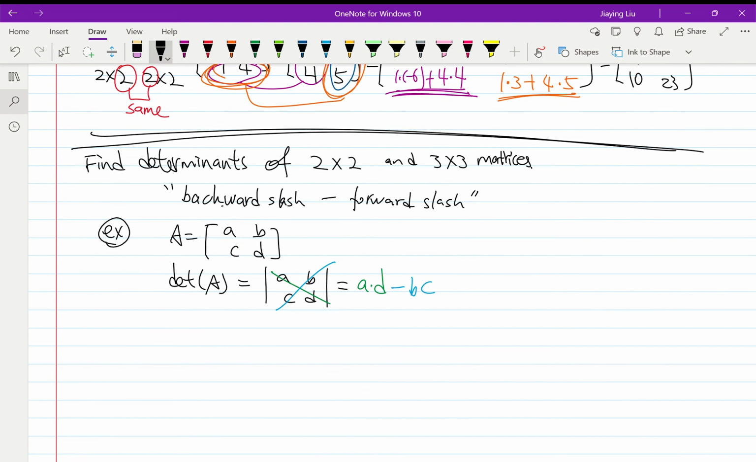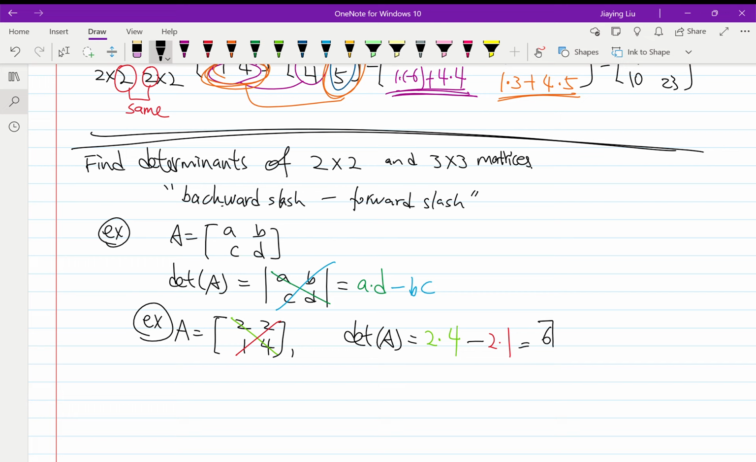And if we take the example we had earlier, so let's say A is 2, 2, 1, 4, and then the determinant of A, the backward slash goes through 2, 4, so that's going to be 2 times 4, and then we subtract the forward slash. If I draw it, it's going to go through 2, 1, so I'm going to subtract 2 times 1. So that will give me 6. That's the determinant of A.